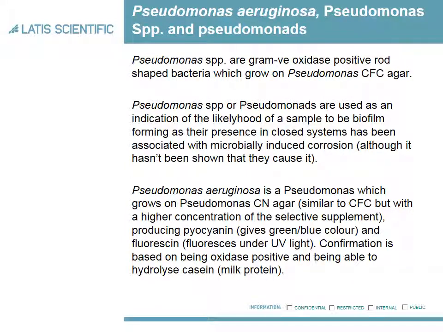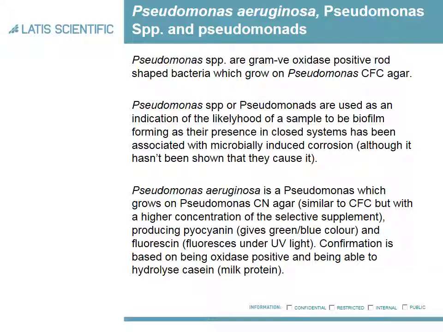Pseudomonas aeruginosa, Pseudomonas species, and Pseudomonads are closely related things. Pseudomonas species is the first one, and this is often used interchangeably with Pseudomonads because a lot of things which used to be called Pseudomonas, for example, Pseudomonas cepacia or Pseudomonas pickettii, have now been renamed to Burkholderia cepacia or Ralstonia pickettii. And they're gram-negative, oxidase-positive rod-shaped bacteria, and they'll grow on Pseudomonas CFC agar.